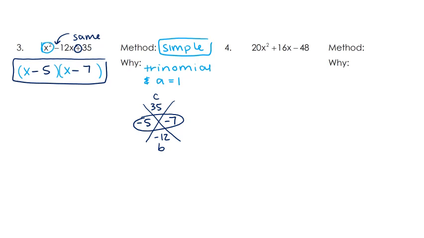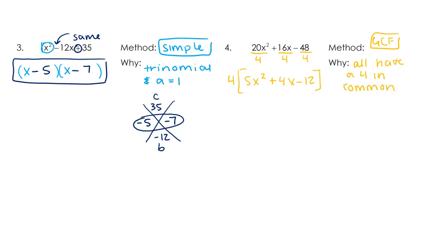Starting with a GCF, I do actually see that I can factor out a 4 from all 3 of these terms. So I have a 4 out in front, and then I'm left over with 5x squared plus 4x minus 12. So the first method we're going to use here is a GCF because they all have a 4 in common. But then after that, I see something in standard form on the inside still. So this is different than number one. Number one was not in standard form.